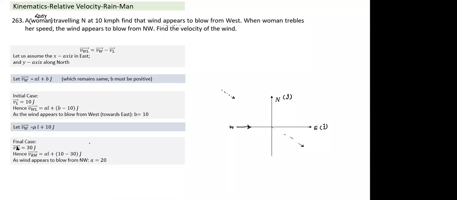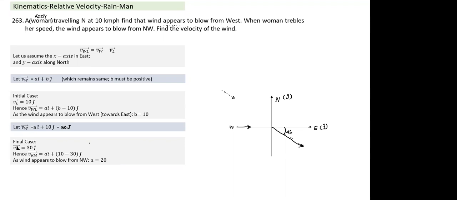So what is VRM here? VRM is again, so add minus 30 j cap here. That's another way of thinking. That's what we do here. So it's A i cap plus 10 minus 30 j cap. As the wind appears to blow from the northwest, this is how the wind direction will be. It will be at 45 degrees. It's blowing from the northwest. This is the wind velocity direction.